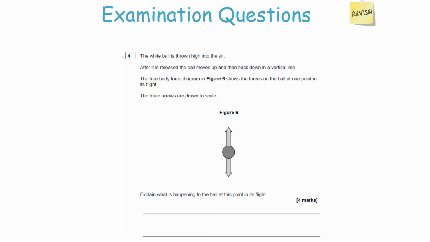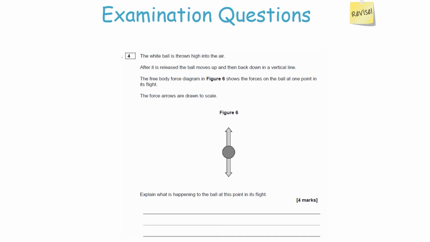So you can see quite clearly from this particular information that the arrow up and the arrow down are the same length, so therefore the forces are of the same size. So we can say that the two forces, the air resistance and the weight, now remember weight always acts down and air resistance acts against the motion, so these two forces are equal in size but are in opposite directions. So therefore there's no resultant force.